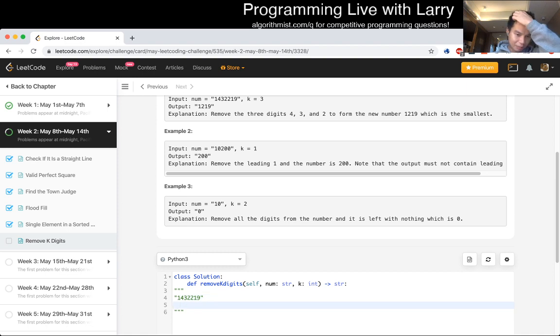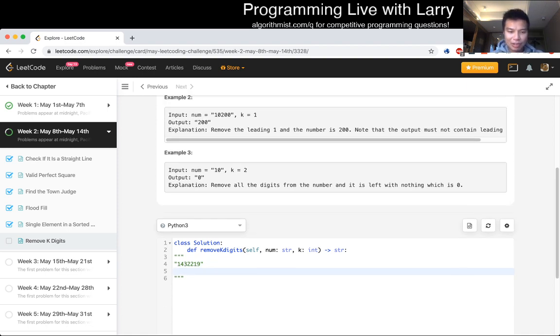But another strategy I'm thinking of is maybe we remove the first digit that is bigger than the digit to the right, right? And why is that the case? Because when we remove that, given a digit, if the digit to the right is smaller than it, that means we're essentially comparing two numbers, though not directly.